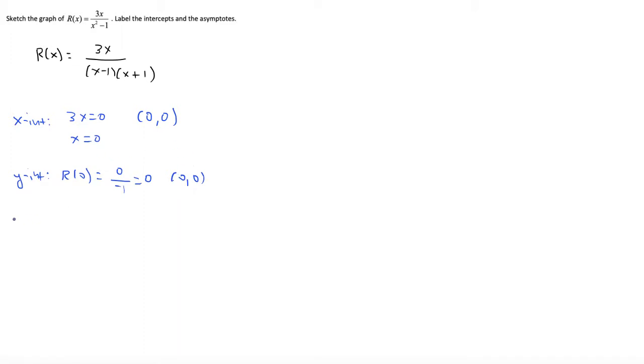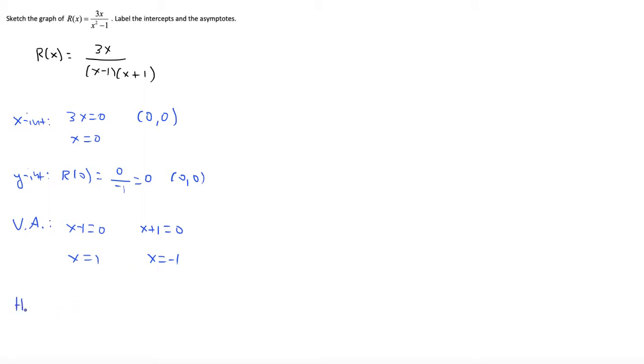All right, so to find the vertical asymptote, we set the denominator equal to 0. So we get x minus 1 equals 0, and x plus 1 equals 0. We're actually going to get two vertical asymptotes here, right? Because we have two factors in the denominator. So we get x equals positive 1, and x equals negative 1. Remember, these are lines, right? This is the equation of a line. It's a vertical line here.